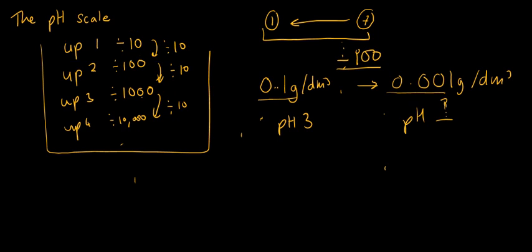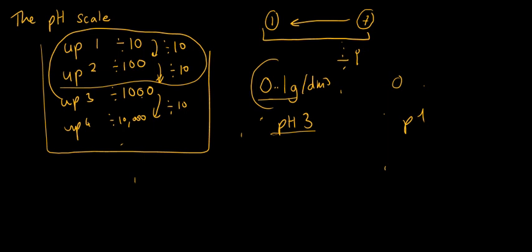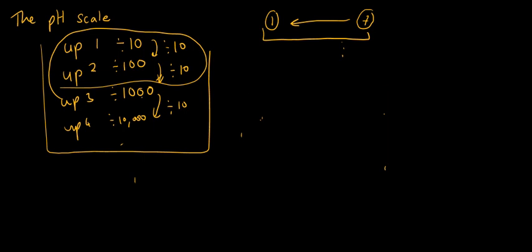So therefore, if I'm looking at my scale over here, I'm going to be going up 2, because I've divided by 10 and then divided by 10 again to go from 0.1 to 0.001. So therefore, I'm going to have to go from pH 3 to, this time, pH 5. Okay, so then let's have a look at another one.